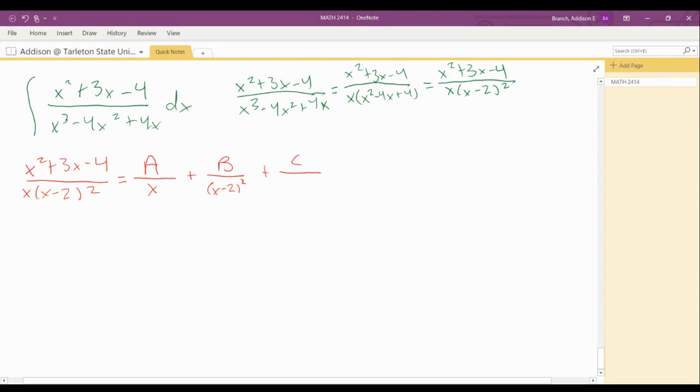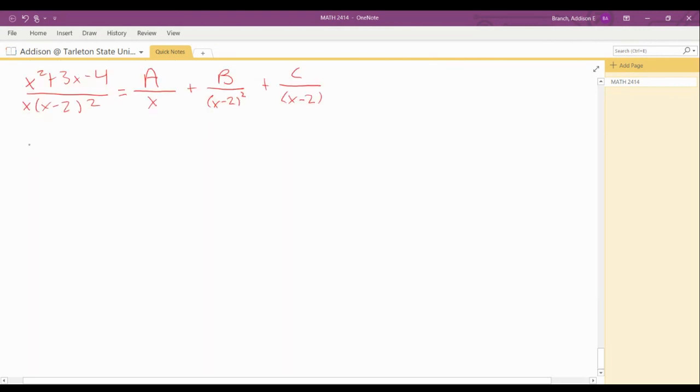So in this case, it's pretty easy, where you just have x minus 2 squared and just x minus 2. If that was, say, to the 4th, you would have b over x minus 2 to the 4th, c over x minus 2 cubed, d over x minus 2 squared, e over x minus 2. So now we have our 3 pieces, and now let's get to work on solving for our a, b, and c.